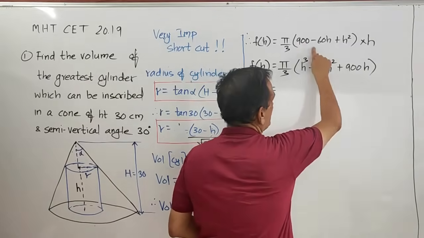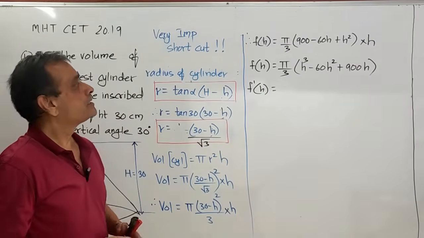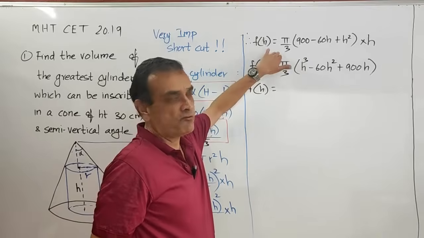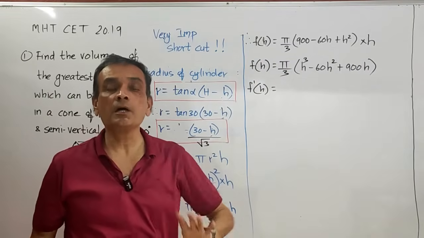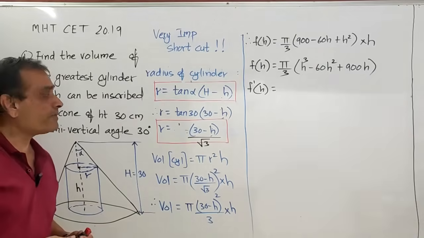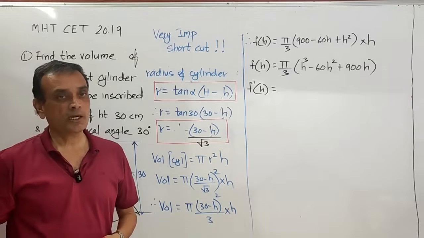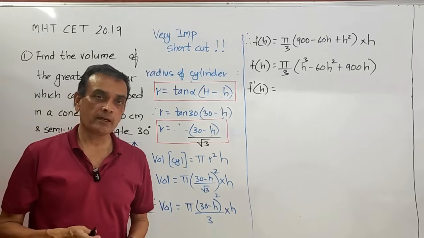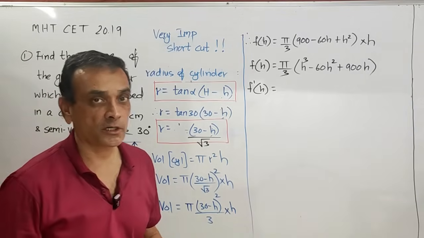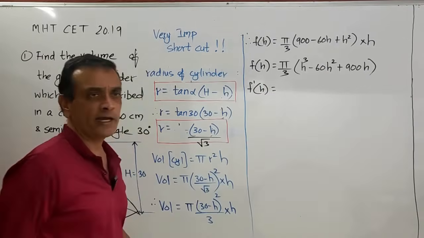If x were here, write it as f(x), simple, right? So it is like f(x), function of h, but it represents the volume of the cylinder, remember. Now for maxima minima you need to find f dash h and f double dash h. Okay, so f dash h means what? Derivative of f(h). Differentiate with respect to h.